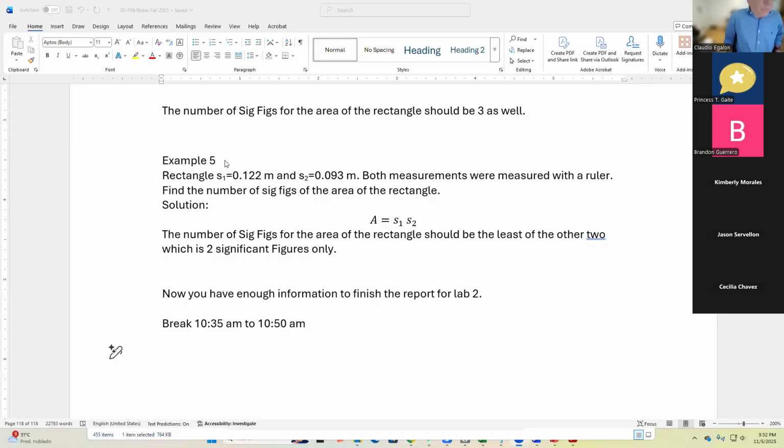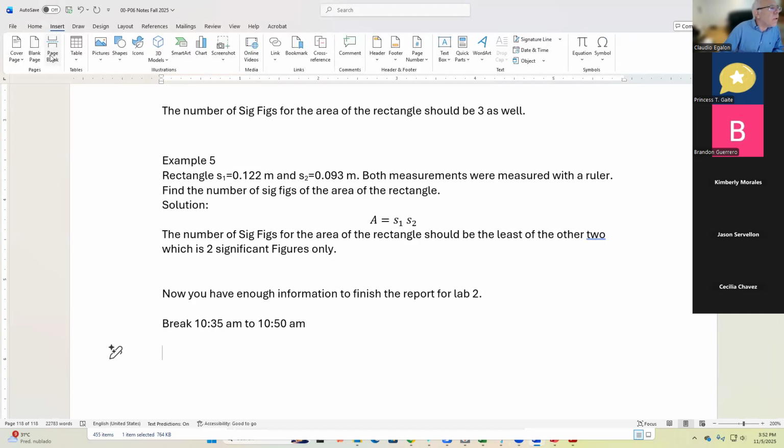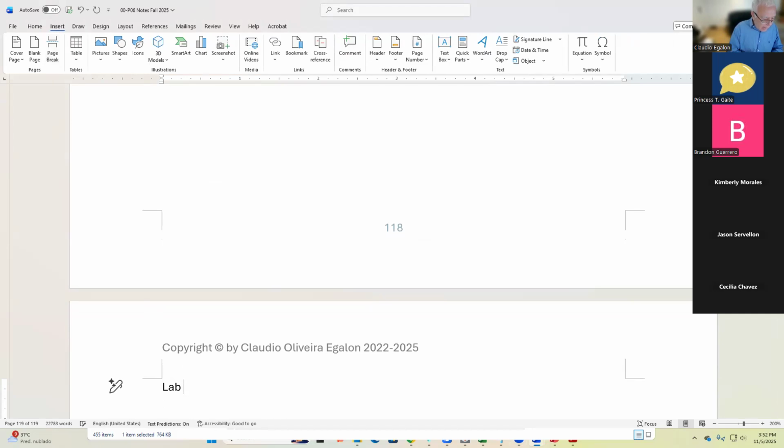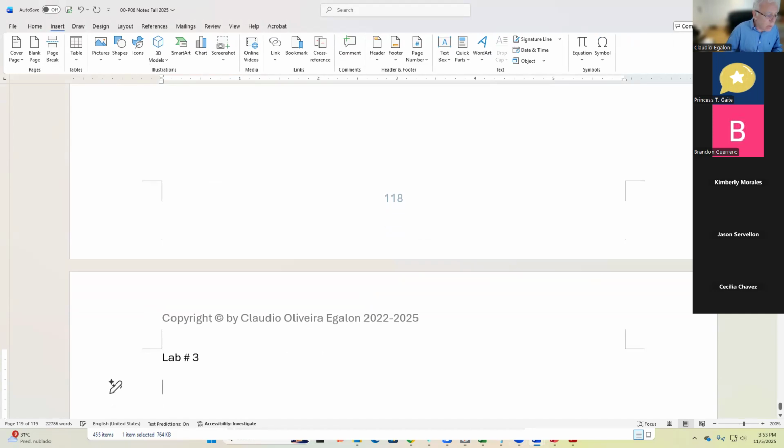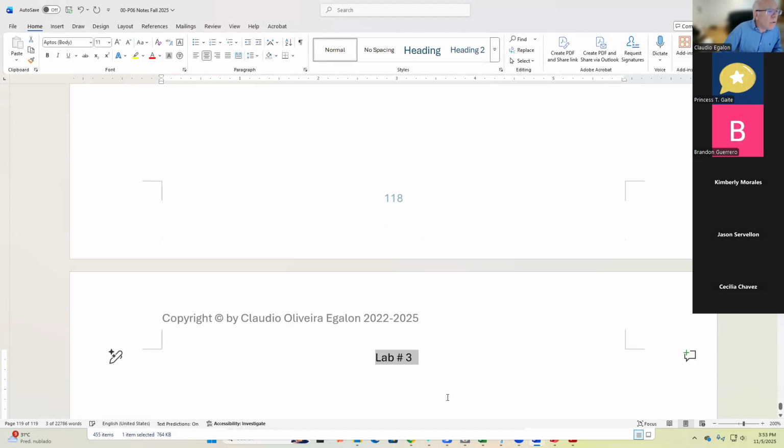Okay, I'm back here. So let's talk about lab number 3. Let's start from scratch here. Home, insert, page break, lab number 3. Lab number 3 is the force table. That's the name of this lab.